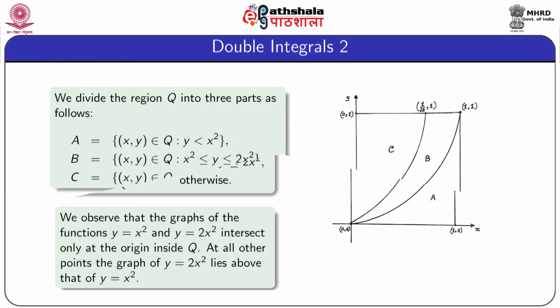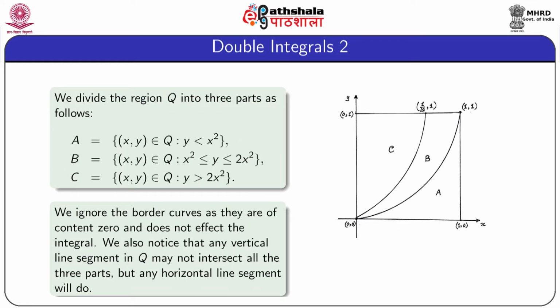We divide the region Q into three parts as follows. A is the region in Q where y is less than x squared, B where y lies between x squared and 2x squared, and C in Q where y is greater than 2x squared. We ignore the border curves as they are of content 0 and do not affect the integral. We also notice that a vertical line segment in Q may not intersect all three parts, but any horizontal line segment will.